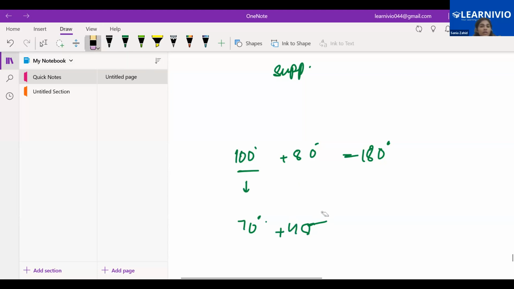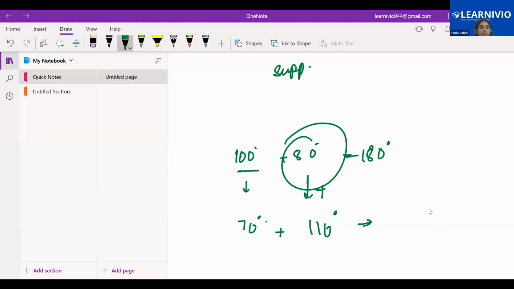See, you have reduced 100. So now 70 plus 80 is less than 180. What is 70 plus 80? 150, which is less than 180. So to make it 180, you should add something to 80. If you add 30 to 80, you get 110. Now what is 70 plus 110? It is 180 again. So if you're reducing one angle, you need to increase the other angle. Or if you are increasing one angle, then you need to reduce the other angle. Okay? Do you understand this? Yes, ma'am.